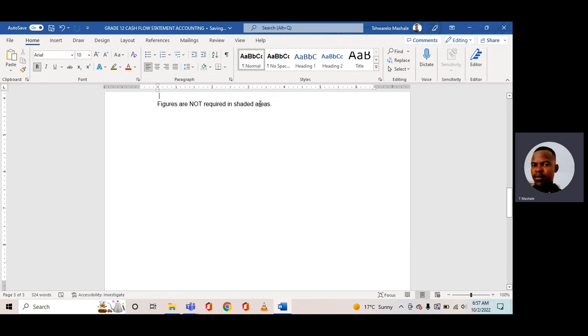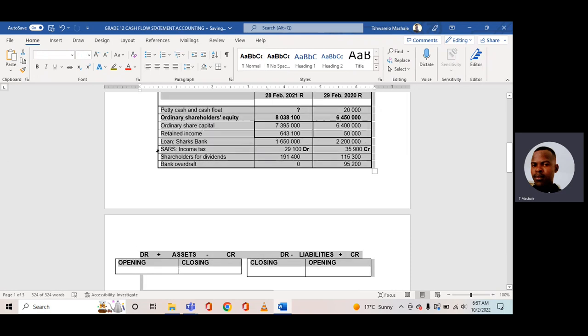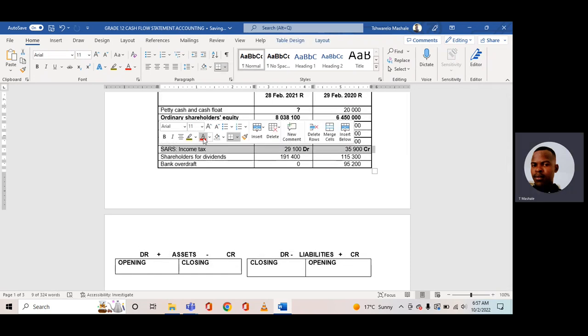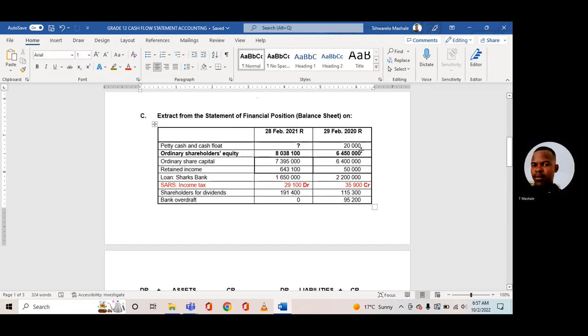So now you have your opening balance here. They gave you the opening balance of the SARS income tax. With regards to this SARS income tax, I'll always use a red marker so that people can see where we are. So for the SARS income tax, we have an opening of 335,900 and we also have a closing of 29,100. But this one is the CR, and this one is the DR. What does that mean, the CR and the DR? When you say the CR, it means that this information is recorded under current liabilities. And when you see the DR, it means that this information is recorded under current assets.